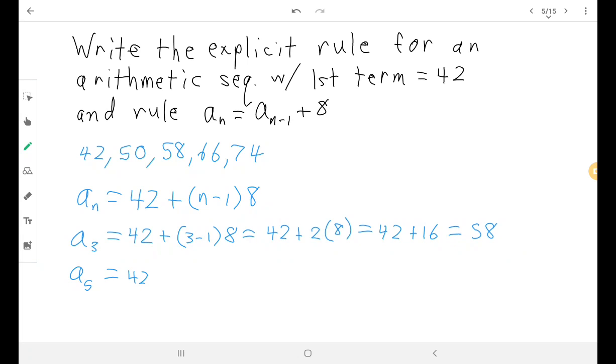So we'll do 42 plus, and now it's going to be 5 minus 1 times 8, which is 42 plus 5 minus 1 is 4 times 8. So that's 42 plus 4 times 8, which is 32, which is 74. And our fifth term was indeed 74. So I feel a whole lot more confident now in my answer. All right. I'll give you a moment to look at that. All right, let's move on to the next problem.